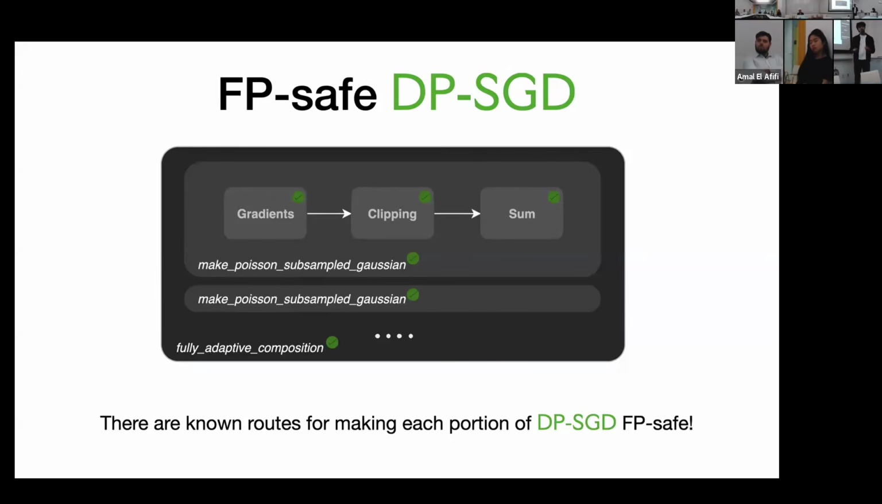The only major or possibly non-trivial aspect to this is making the Poisson subsample Gaussian step floating point safe, but this is also fairly easy to do in practice, and it's something that we're currently working on an implementation for. I want to stress that there are known routes for making most of this workable, and it doesn't require a huge amount of additional engineering.